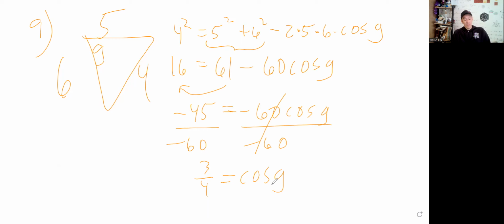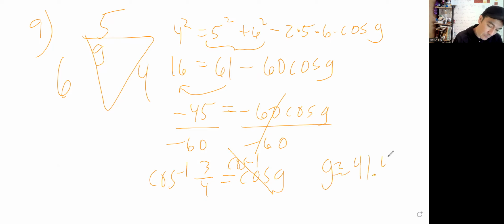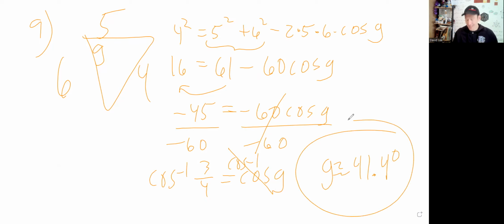But you want G, the angle. So to get G, take the cosine inverse of both sides. These would cancel. And on your devices, cosine inverse of 0.75 is about 41.4. So G is about 41.4 degrees for number 9.